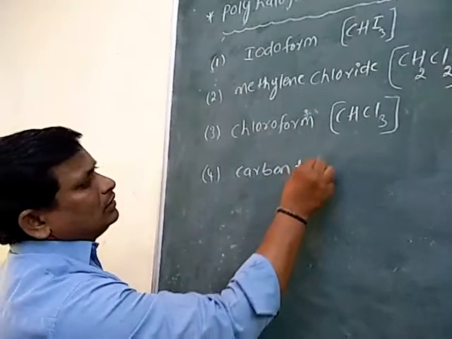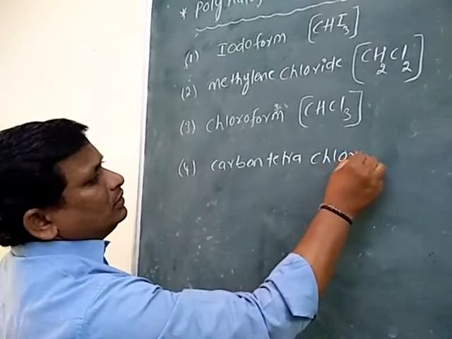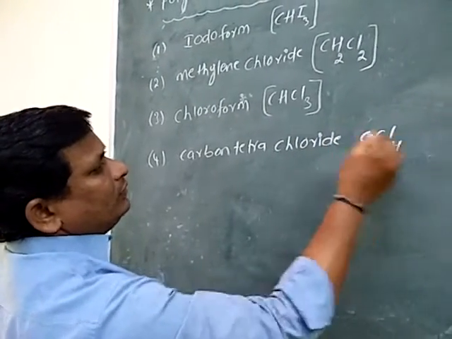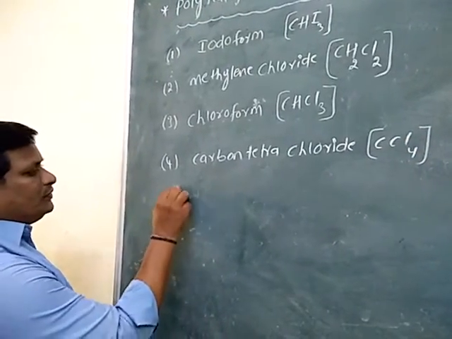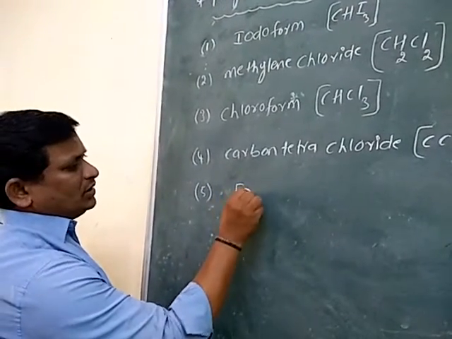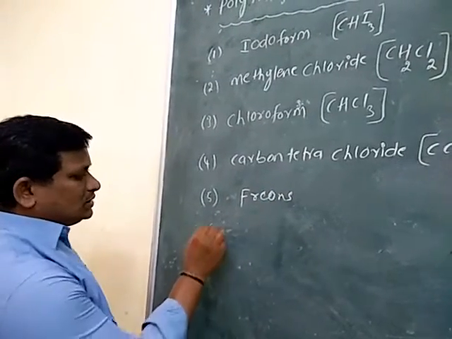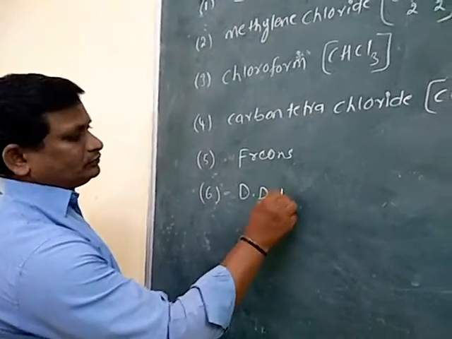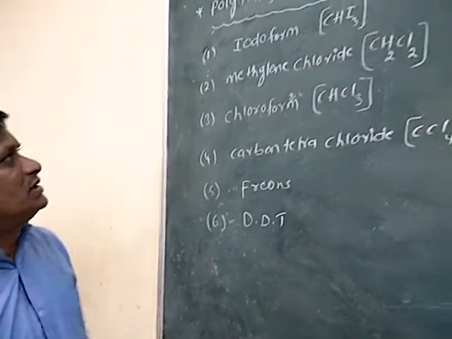Carbon tetrachloride, CCl4. The fifth one is freons. The sixth one is DDT. So these are the polyhalogen compounds.